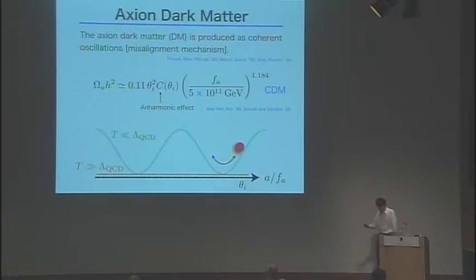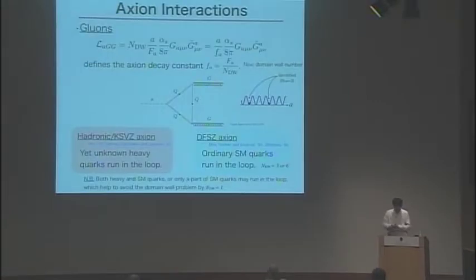And axions have various couplings to the standard model fields. One is the coupling to gluons, shown here. This is the defining property of the QCD axion. The axion is just a pseudo-scalar field, so you don't have to couple the axion to gluons. One needs colored fermions, quarks, running in the loop. If unknown heavy quarks run in the loop, such an axion model is called the hadronic or KSVZ axion. And if ordinary standard model quarks run in the loop, it's called the DFSZ axion model.